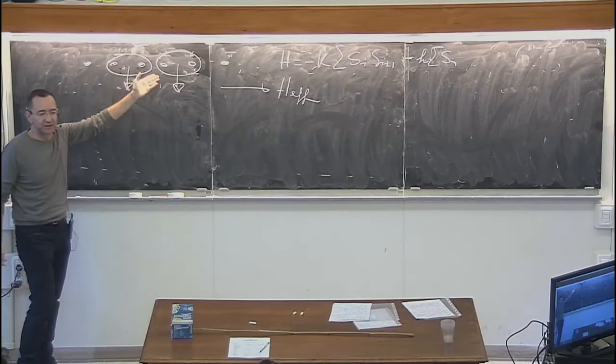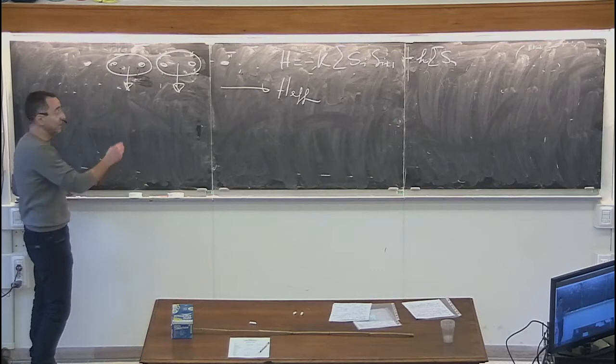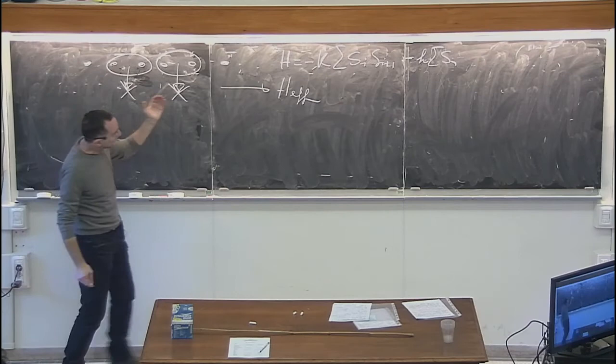So one is called decimation, the other one is called something else. There are many different schemes, but the idea is to extract something. So we have a new variable here, and then we construct an effective Hamiltonian for these new variables.